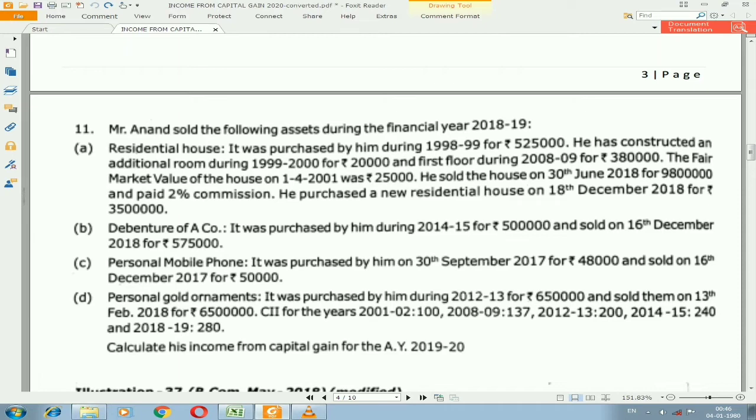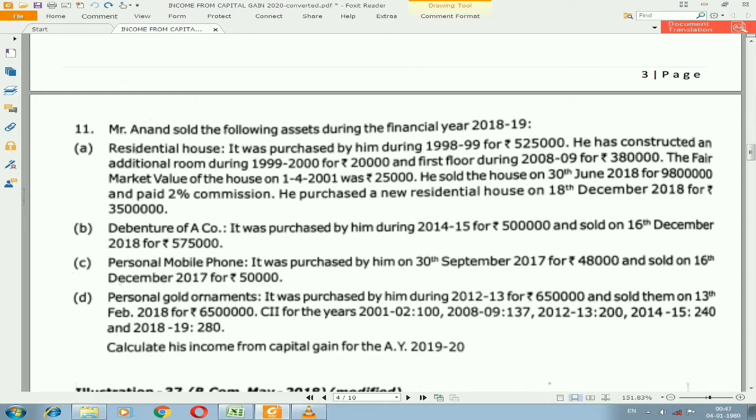Let us start with one more illustration. Mr. Anand sold the following assets during the financial year 2018-19. Residential house, it was purchased by him during 1998-99 for rupees 5,25,000. He constructed an additional room during 1999-2000 for rupees 20,000, and first floor during 2008-9 for rupees 38 lakhs. The fair market value of the house on 1/4/2001 was rupees 25,000. He sold the house on 30th June 2018 for rupees 98 lakh and paid 2% commission. He purchased a new residential house on 18th December 2018 for rupees 35 lakhs.